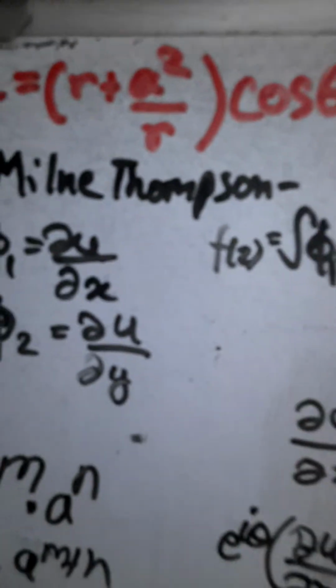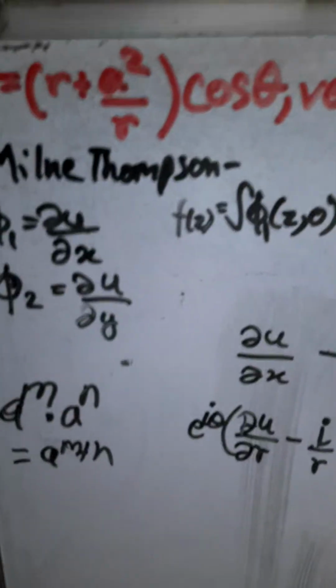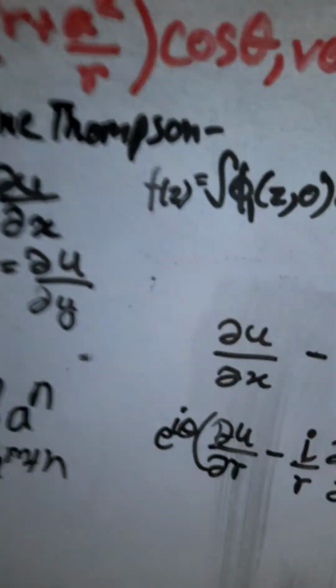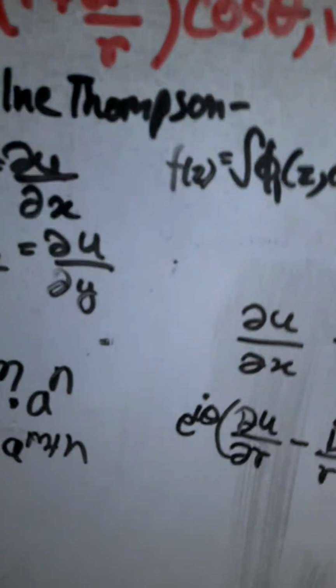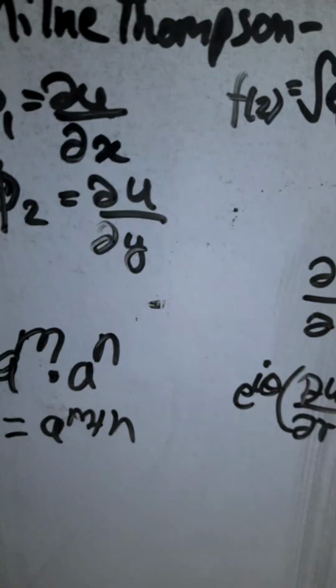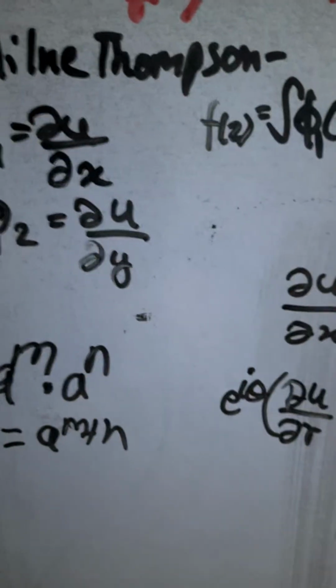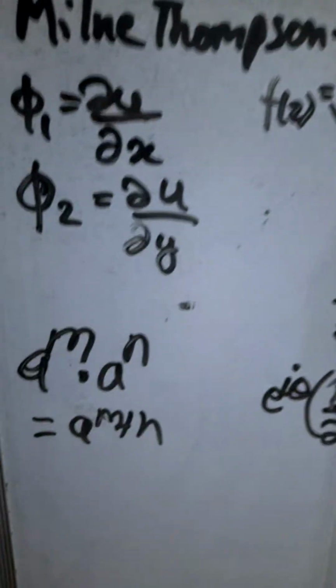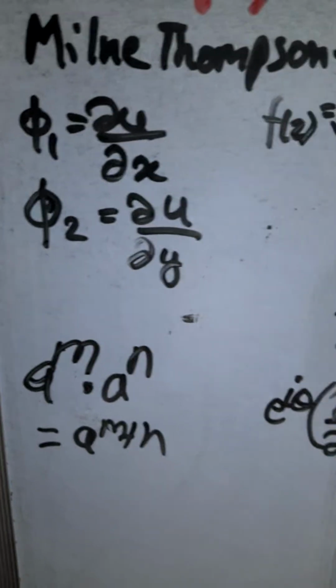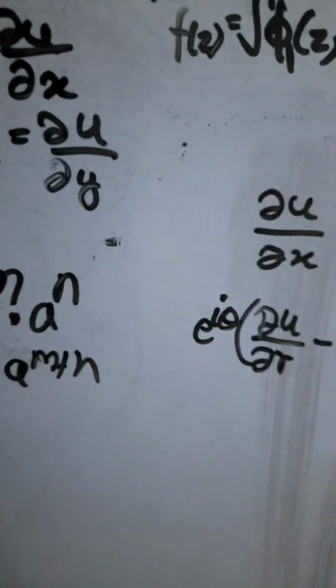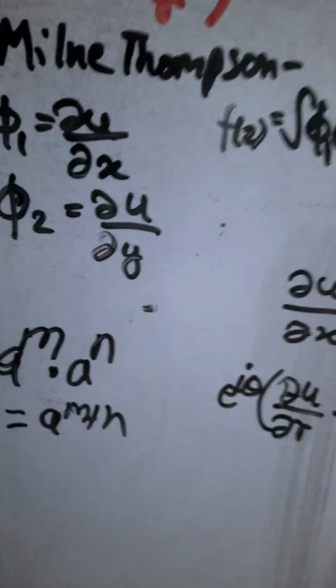Forget about A because A is a constant, but the main important thing is r and theta, that is the variable which is being used here. So there is no x and y term here. So in this Milne-Thomson thing, there is del u by del x and del u by del y. So the del u by del x and del u by del y, that happens when you have x and y like Cartesian form. But here there is no Cartesian form. There is no x and y. It is in r and theta. So the formula would be different.